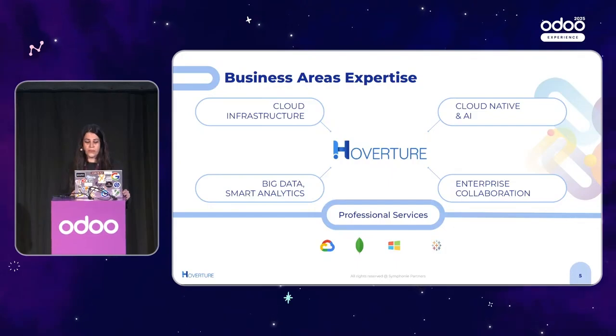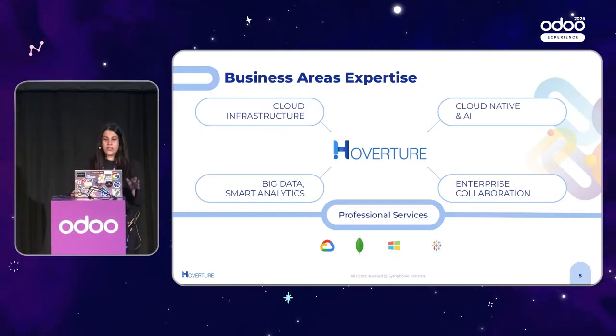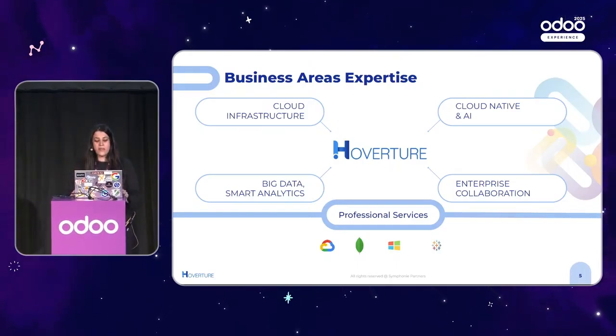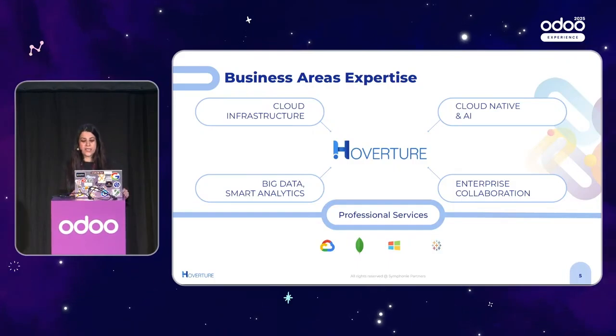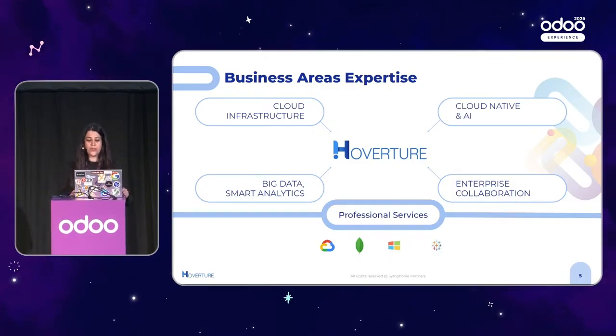Focusing on Overture, as I said, it is our technological area and is composed mainly by the cloud infrastructure part, the cloud native and AI integration, and then the big data smart analytics part and the enterprise collaboration part. All these kinds of expertise are very important, and we will see later why they are important to deliver a successful data migration into Odoo and to have all the things in the right path in the right moment with the tight deadlines that usually we have in this kind of projects.